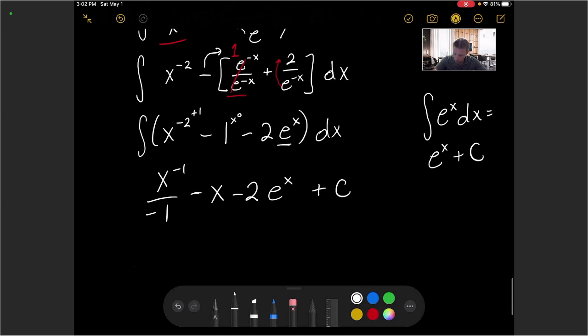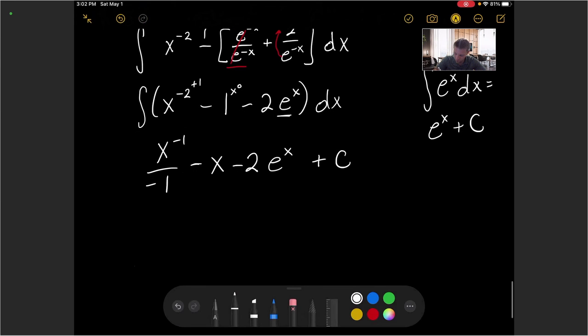So we can write it one more time here. If I rewrite this first term, that'll be negative 1 over x to the first power minus x minus 2 e to the x and then plus c. And that will be our final result there with positive exponents.